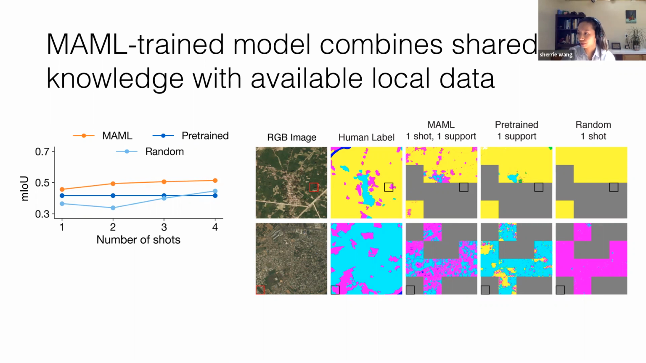In the bottom row, we also see that MAML is not perfect. In this particular bottom example, it's seeing a patch that has a lot of the pink class in it, which is rangeland, and it has less urban area. As a result, MAML is predicting more rangeland than urban area. So there's still room for improvement, and you can see that the patch that the model gets to see is pretty influential in what it's actually predicting.